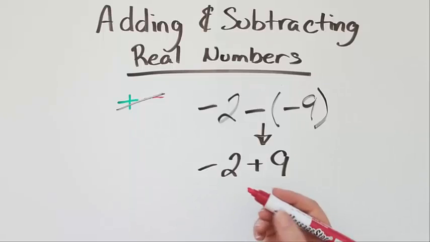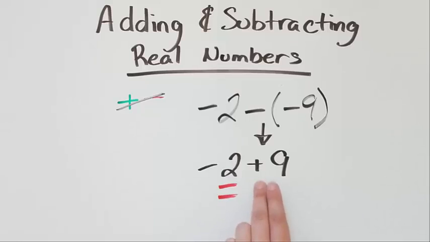-2 is represented with 2 negatives. 1, 2. A positive 9 is represented with 9 positives. 1, 2, 3, 4, 5, 6, 7, 8, 9. Again, as long as all 9 of them are represented here, it does not matter how you write them.